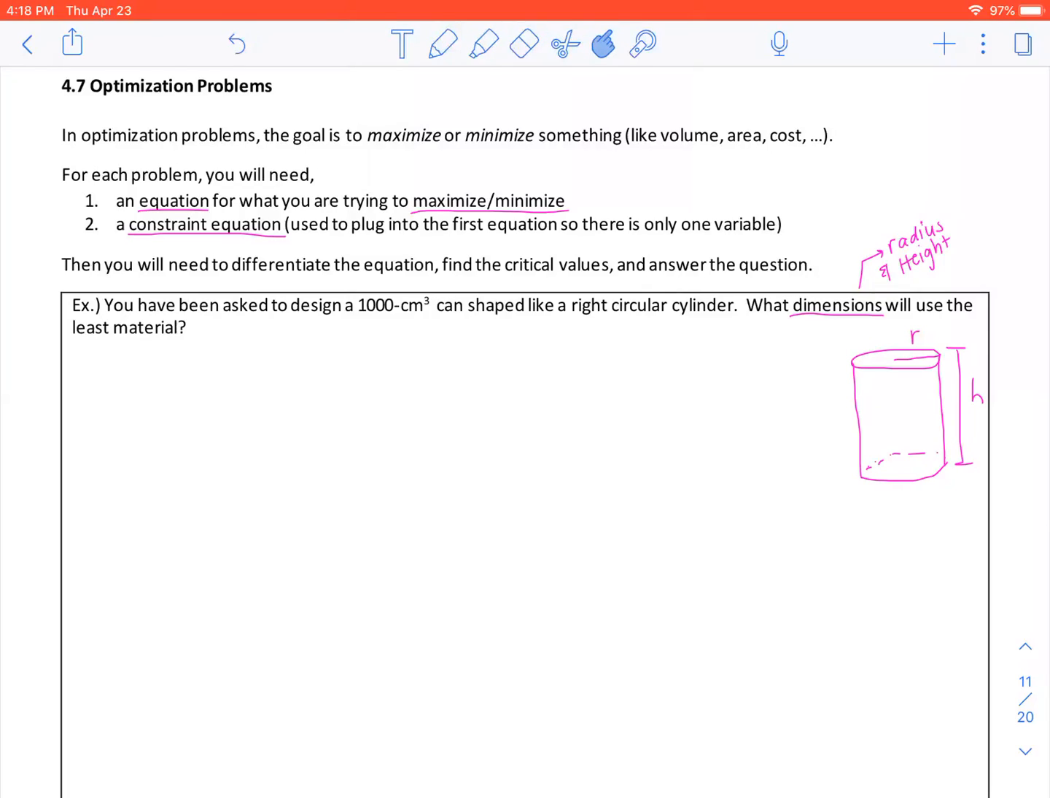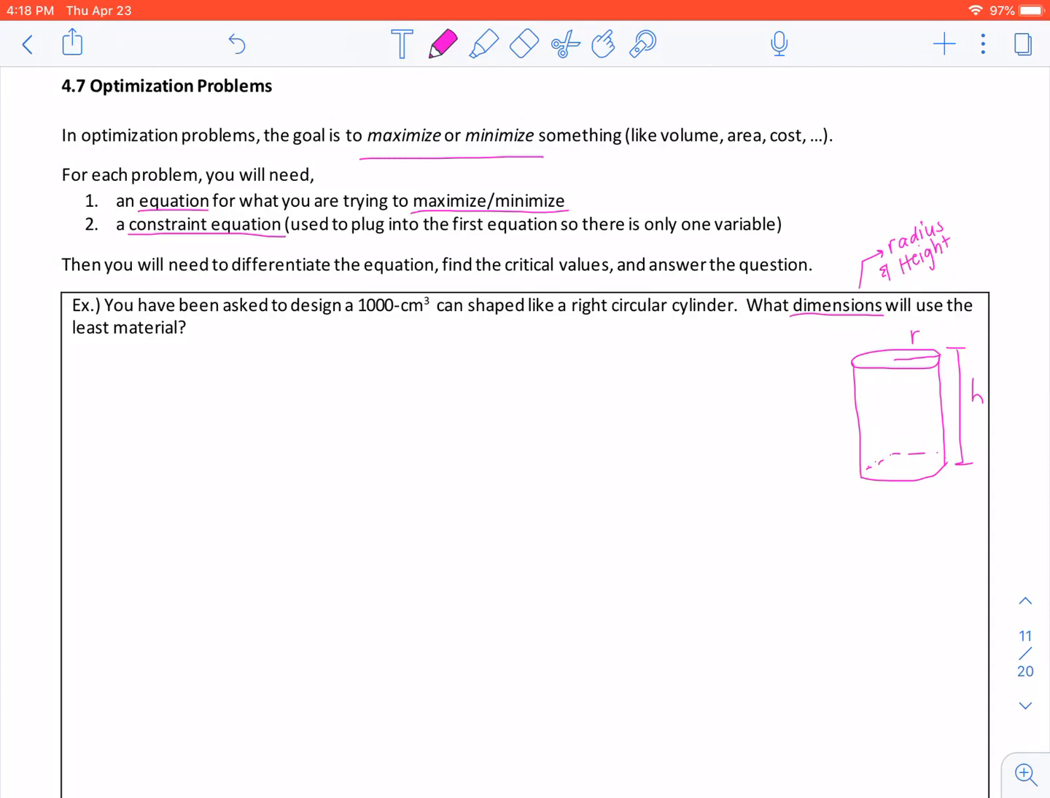We're in section 4.7, optimization problems. This is on page 11 in our chapter 4, part 2 notes. In optimization problems, the goal is to maximize or minimize something, and that would be like volume, area, cost.